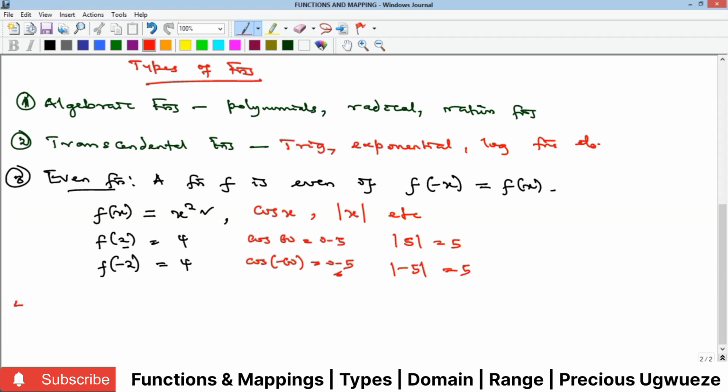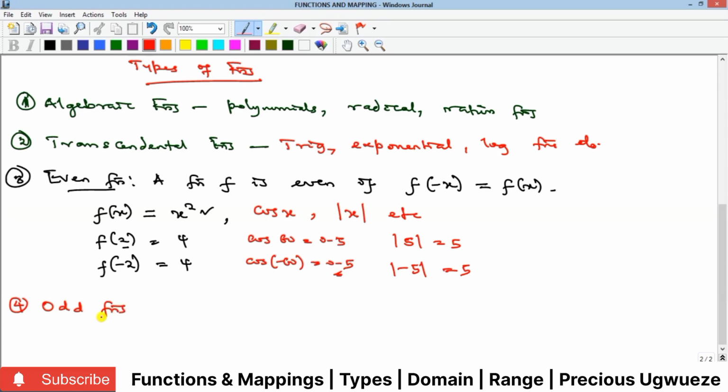Now, fourth type of function that we should look at here. So here you can see that we have transcendental functions as even, and we also have algebraic functions. Of course, this is an algebraic function, this is an algebraic function, but this is a transcendental function. All right, so the next one we want to look at is the opposite of even functions.